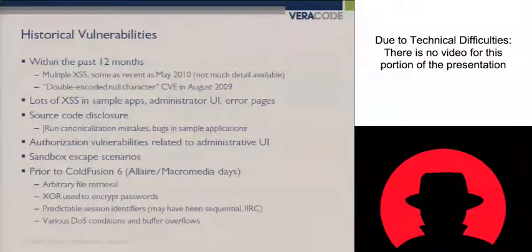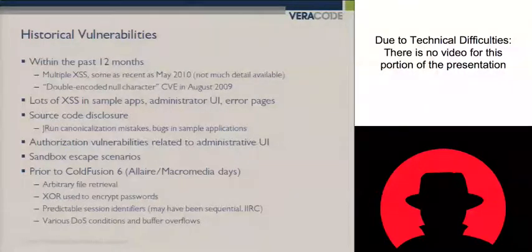In the earlier versions, prior to ColdFusion 6, when it was the Allaire Macromedia days, you had arbitrary file retrieval. There was some pretty ugly stuff with XOR encrypting passwords. Every J2EE server pretty much had predictable session identifiers, and ColdFusion was no exception to that.